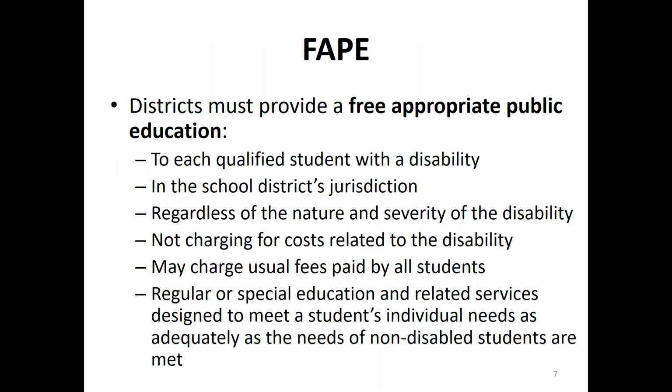Districts must provide a free, appropriate public education to each qualified student with a disability. What's important is school districts are responsible for any school in the school district's jurisdiction. So this includes public or private schools. In public schools, we have a child find and identification, evaluation, implementation, and reevaluation duty. For private schools, we have a child find or identification and evaluation responsibility. Unlike IDEA, we do not have an implementation responsibility.